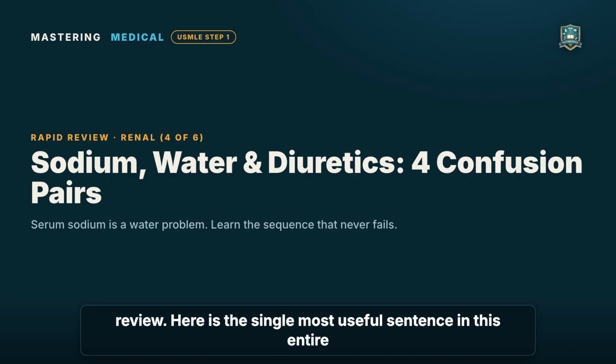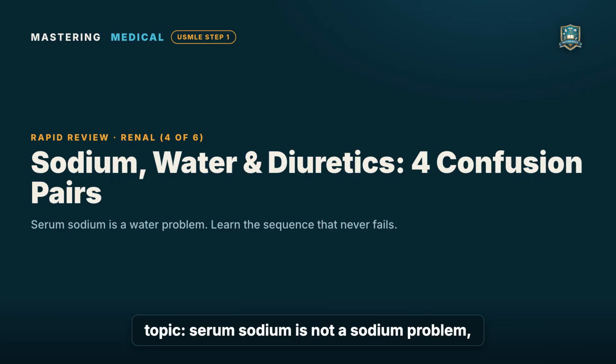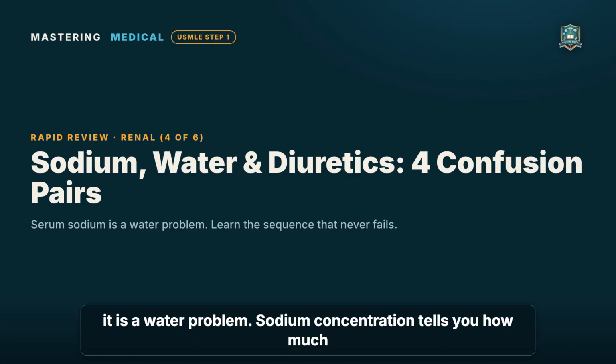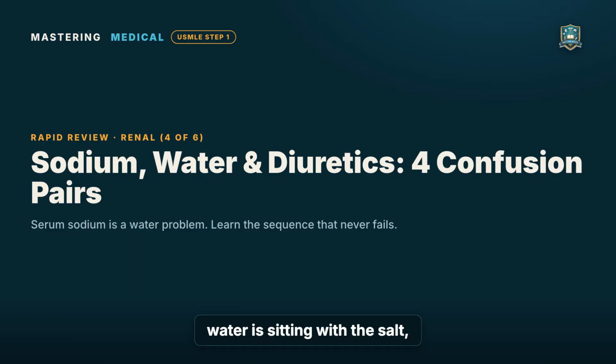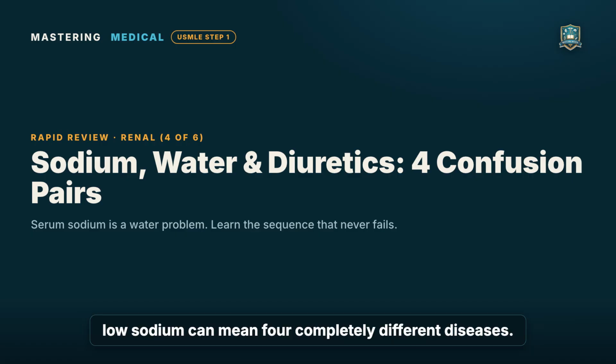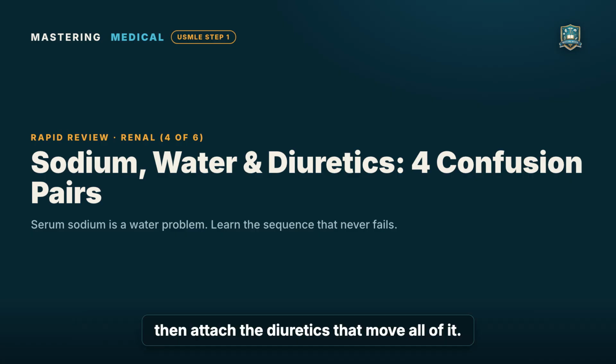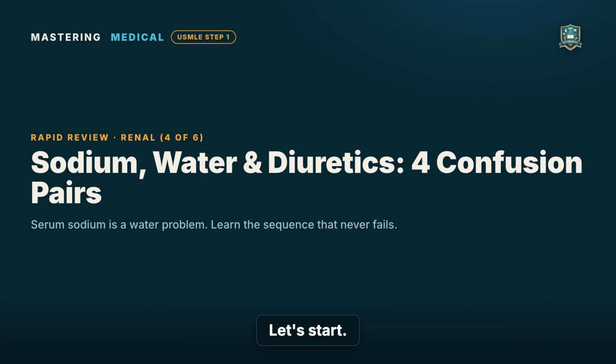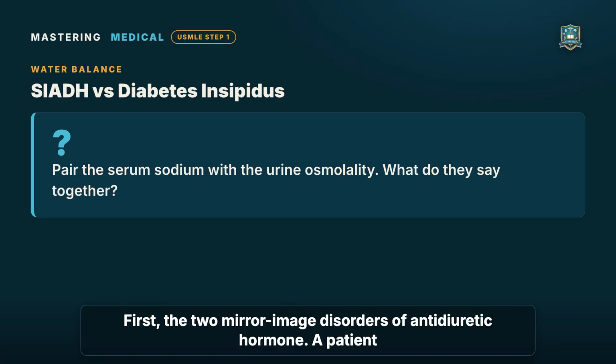Here is the single most useful sentence in this entire topic. Serum sodium is not a sodium problem, it is a water problem. Sodium concentration tells you how much water is sitting with the salt, which is why volume status matters so much and why the same low sodium can mean 4 completely different diseases. In this video, we build one sequence you can run every time, then attach the diuretics that move all of it. Let's start. First, the two mirror image disorders of antidiuretic hormone.